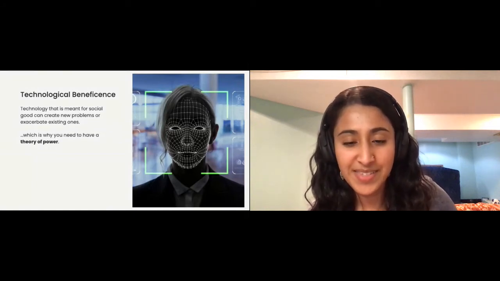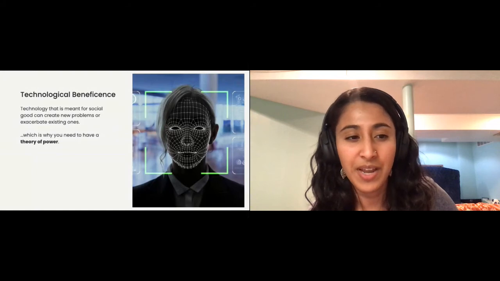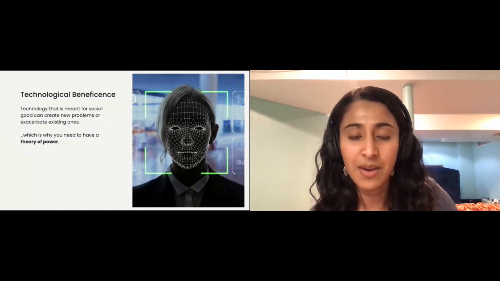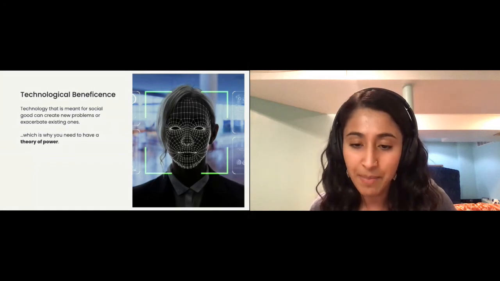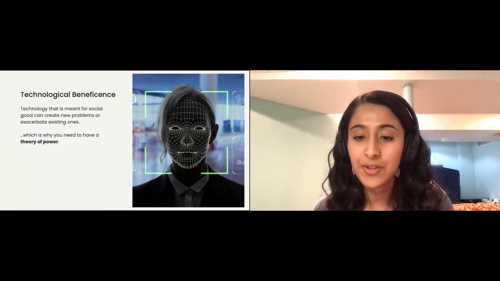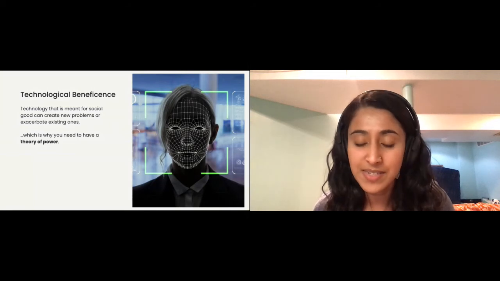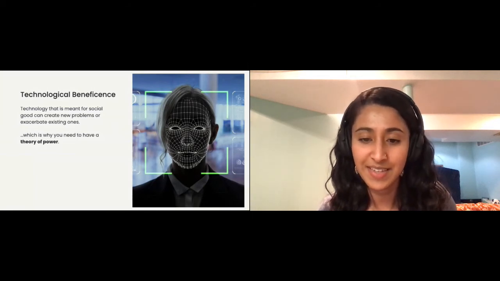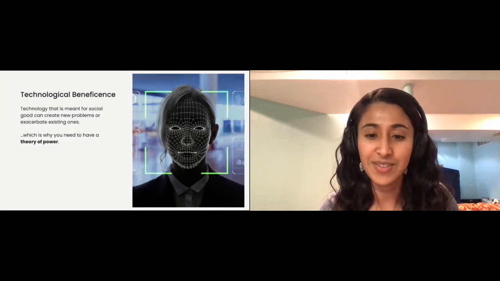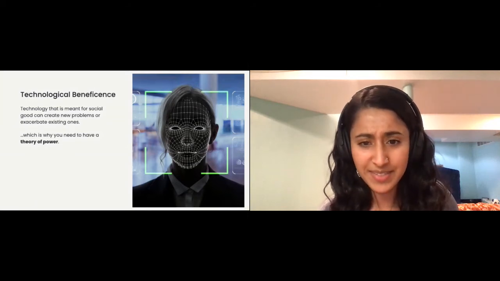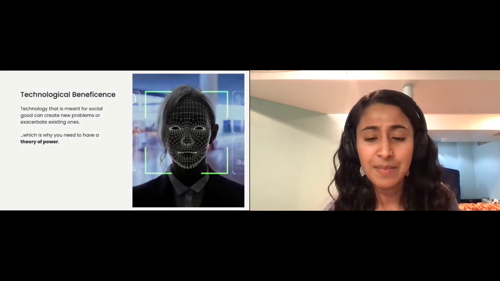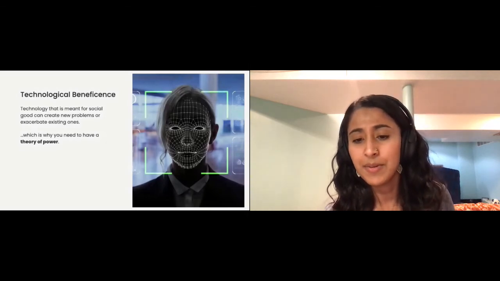And through this slide, I really want to point out the broader infrastructure of society and why it's important to have a theory of power, which means like who has power, how do they maintain power, how do people challenge that power or resist? And it's similar to theory of change, but it's just slightly different. I think it's important to also have a sense of that and develop that for yourself. So in this example, I'm going to use facial recognition as the example.